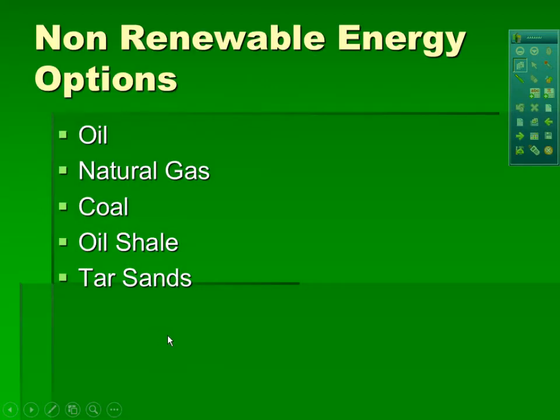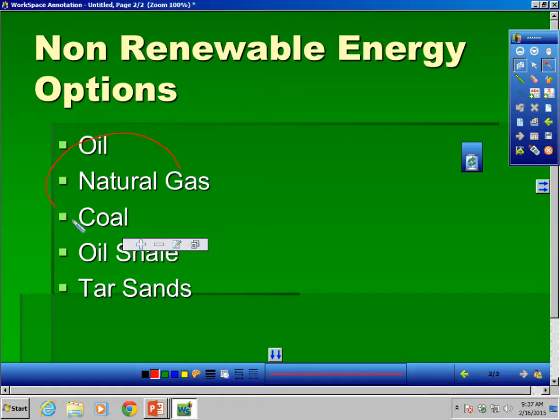Okay, so there are more options for non-renewable energy right now than you think, especially when you divide it out into all the subcategories. But the primary categories are oil, natural gas, and coal. There's a lot of combinations. So these three are your primaries, and then the oil shale and the tar sands are options that fit back into one of these primary categories, but are getting more and more popular.